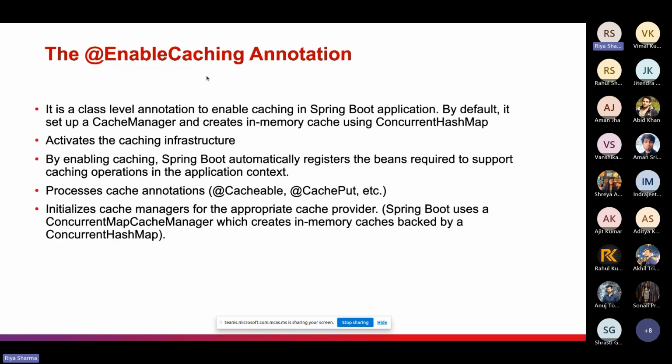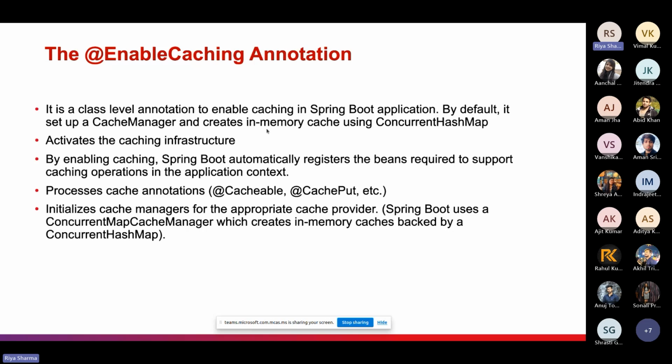When we enable our application with this annotation, Spring Boot automatically registers all the beans and dependencies required to support caching operations in the application context. When we put this annotation and we have the dependency in our POM, all the dependencies are stored in the classpath. So whenever you use the annotations related to caching, the dependencies are already there. We have told Spring Boot that the dependencies are there, use them. Now we're going to tell it which method should be cached and which response should be cached, right? So it's a class level annotation to enable caching in a Spring Boot application.